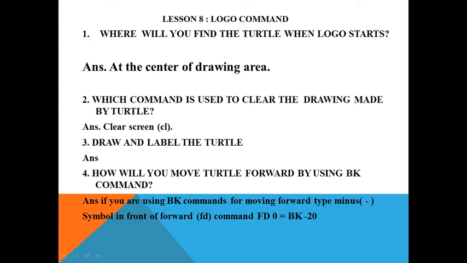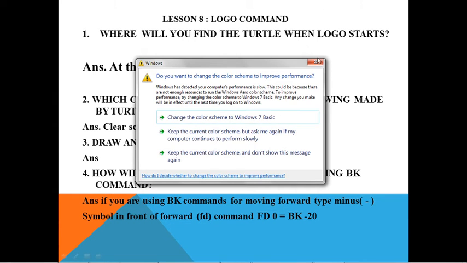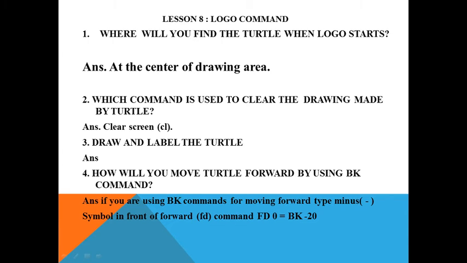Please draw a turtle in a triangle shape, and write the name: up, head, and down, tail. You should draw that turtle yourself and label it. How will you move the turtle backward? By using the BK command. BK command is backward. If you are using the BK command for moving forward, type a minus symbol in front of it. FD command: FD 20 is equal to BK minus 20.